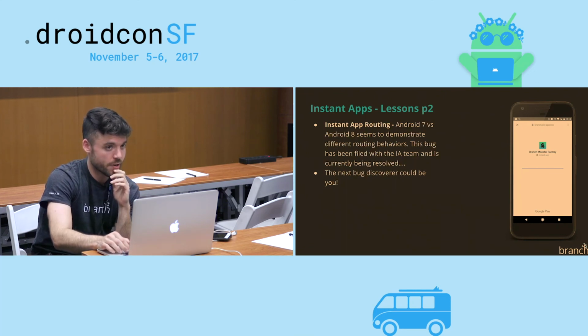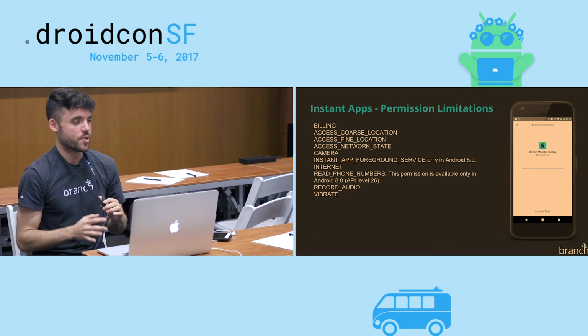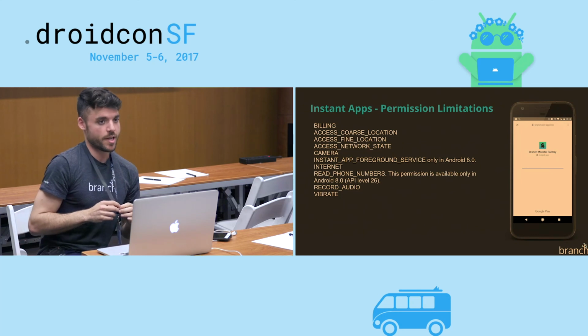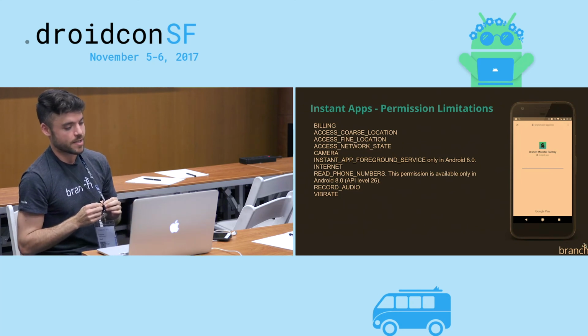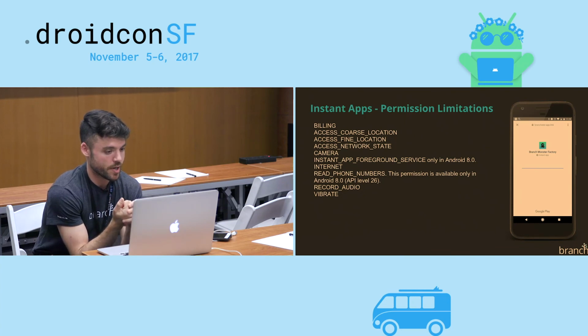Instant app routing, we've experienced some differences between 7 and 8. We're still working with Google on ironing that out, as are the other speakers I've talked to. And the next bug discoverer could be you. And I mentioned earlier, you guys are familiar with permissions in Android. Permissions in instant apps are just a little bit limited, because they don't want you to build out an entire app. Another limitation is just that the size of your instant app can only be a few megabytes. But these are the permissions you're limited to. And I mean, you can still, with billing and location access, I mean, what can't you do?